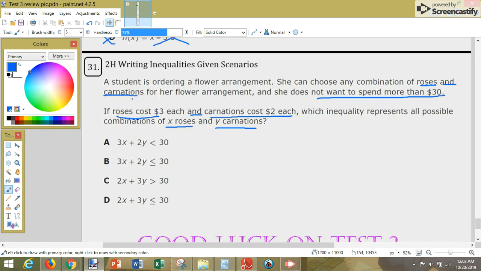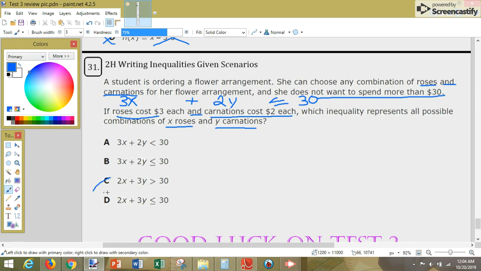So roses is X and each rose is $3. The word and means plus. Carnations we're calling Y. Each carnation is $2 each. When it says she does not want to spend more than $30, that means it has to be less than or equal to $30. So she can spend $30, but she does not want to spend more than $30.